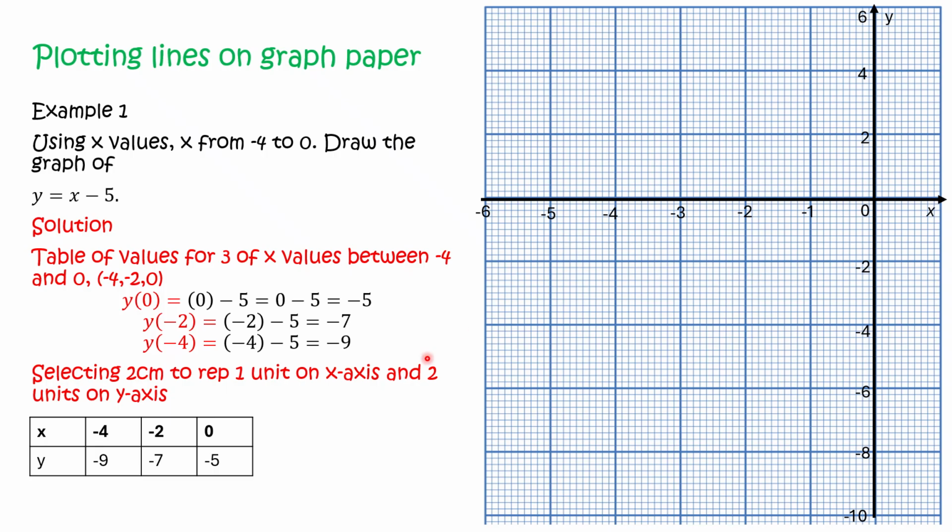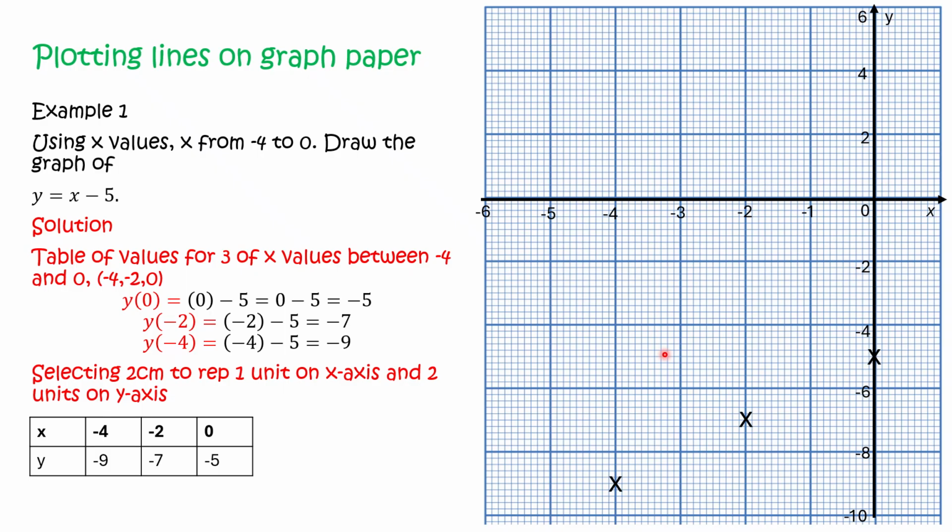Right, so the next thing would be to plot the points individually. So we'll start with the first point. The first point is -4, -9. That is where it is located. So -4 on the x, -9 on the y. We move on to the next point, which is -2, -7. So -2 on the x, -7 on the y. We go on to the last point, 0 on the x, -5 on the y. Great, so we have our 3 points.